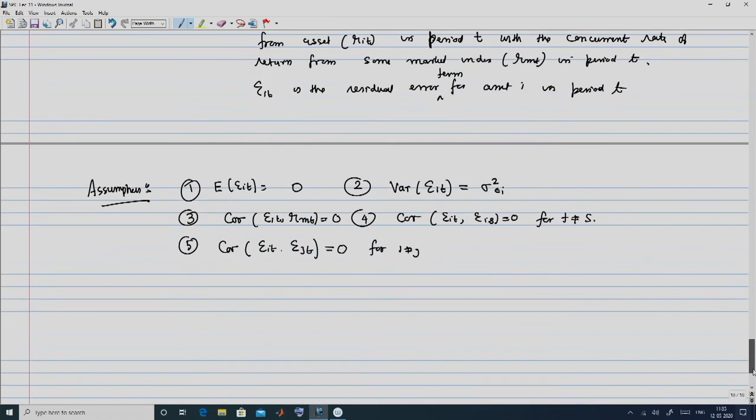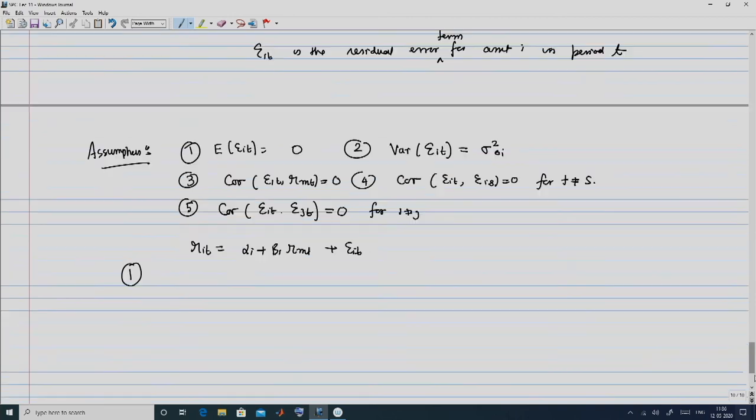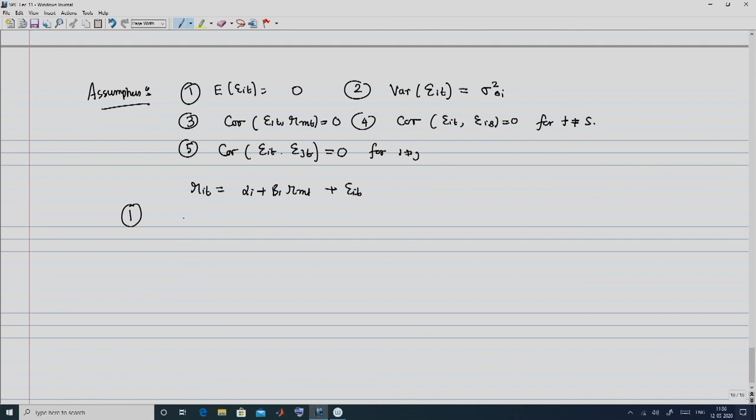Okay. Now, this RIT, so coming back to the relation, RIT is equal to alpha I plus beta I RMT plus epsilon IT. Let us calculate the expectation, variance and covariance of all this. So the expectation here, of course given RMT, is going to be simply the expected value of alpha I, which is alpha I, plus expected value of beta I RMT, which is beta I into RMT. Remember that I am taking conditional expectation, so this is fixed, plus 0.